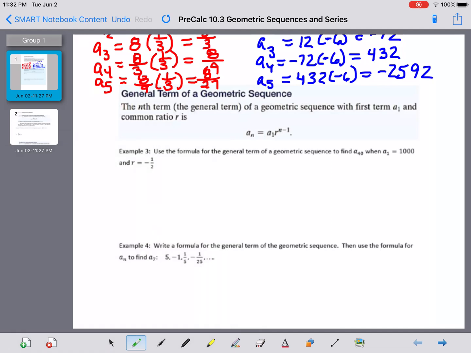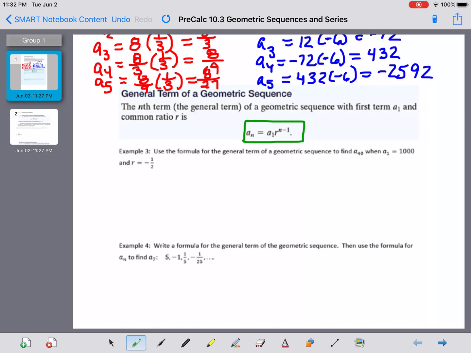So here we have the general term of the geometric sequence. Again, similar to what we saw on the arithmetic. This one says A sub n equals my first value times r to the n minus 1 power. Because we're multiplying, we have r to the n minus 1 power, instead of what we saw last time, n minus 1 times my d. So we're going to use this formula for the general term of the geometric sequence to find A sub 40 when A sub 1 equals 1,000 and r is -1/2.